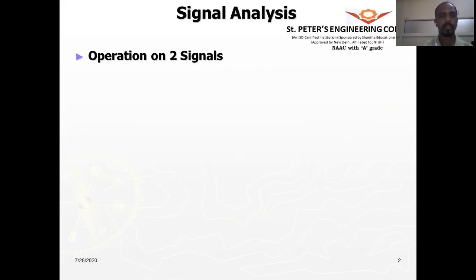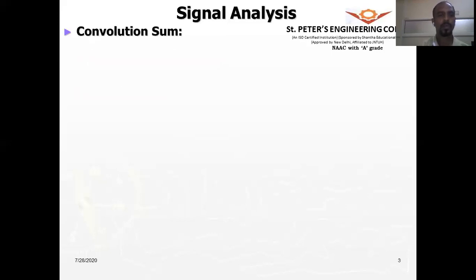In this session, we will be looking at operations performed on two signals. This is one of the very important operations called the convolution operation. So, what is this convolution? That is what we will be looking into. Convolution is of two types. If you're dealing with a discrete time signal, you call that convolution as convolution sum. And if you're dealing with a continuous time signal, you call it a convolution integral.